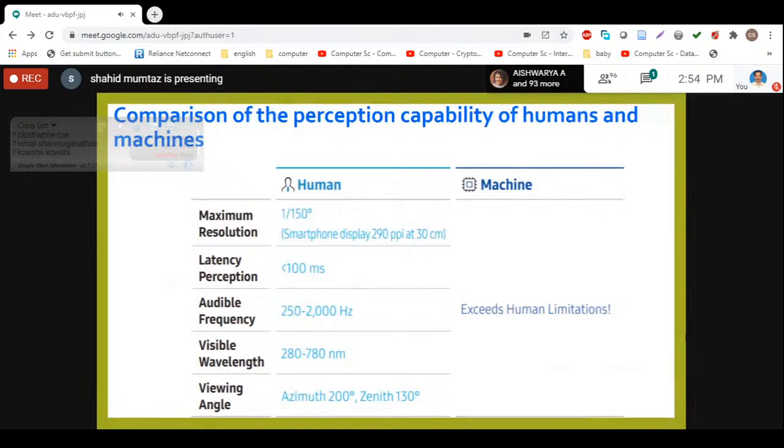If you compare the perception capabilities of human and machine, you can see that humans can do certain things, but machines can do better. For example, the human viewing angle is around 200 degrees in azimuth and 130 in theta. We can hear around 250 to 2000 hertz, and our latency is less than 100 milliseconds. But we can build a machine which can do better than a human. Of course, a machine cannot do everything a human can do, but conceptually we can build a machine which has none of the limitations humans have. This is one of the main building blocks behind 6G: we have to make machines smarter. So this is a nice comparison of what humans can do, but machines can have no limits. They can do everything because we are making them smart.